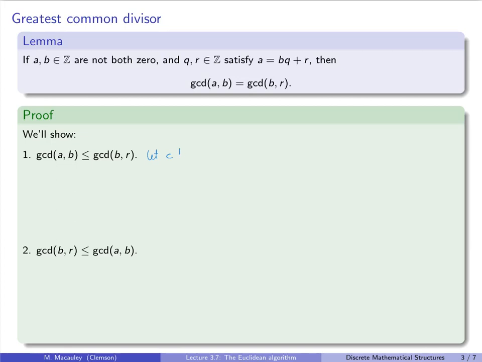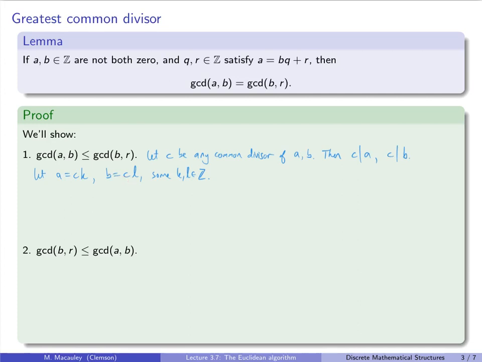So let C be any common divisor of A and B. So then C divides A and C divides B. So that means that, let's suppose that A equals C times K, and say that B equals C times L, for some K and L that are integers. That's what it means for C to divide A: A equals C times some integer K, and similarly B is C times some integer L.